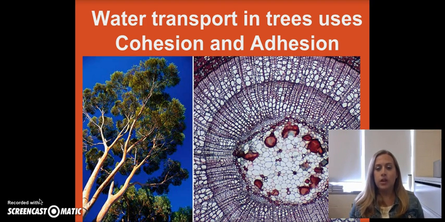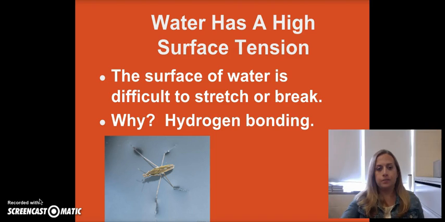These two things are really important for lots of different aspects of life, but one huge example is water transport in trees. It uses cohesion and adhesion. It's almost like a giant straw that runs through the length of a tree that allows water to be transported all the way from the roots way underground up to the top leaves of a tree.